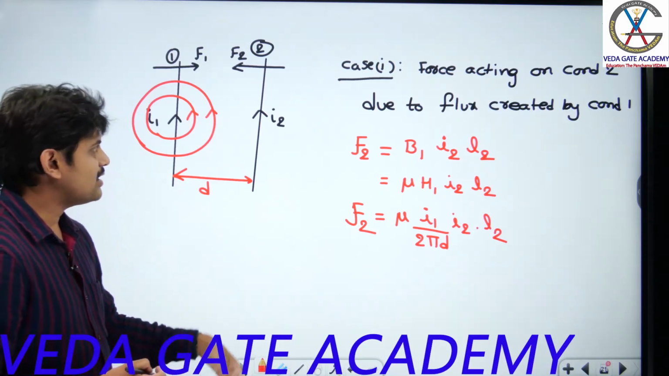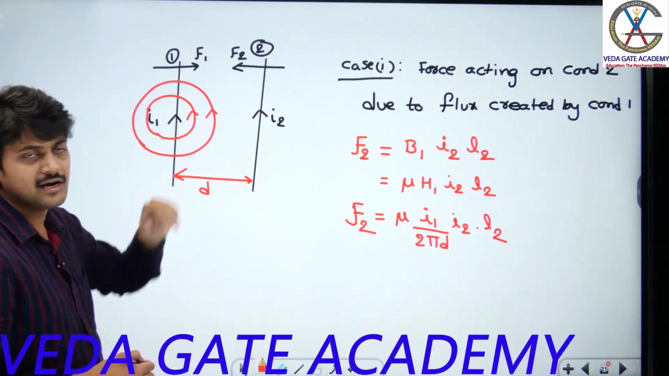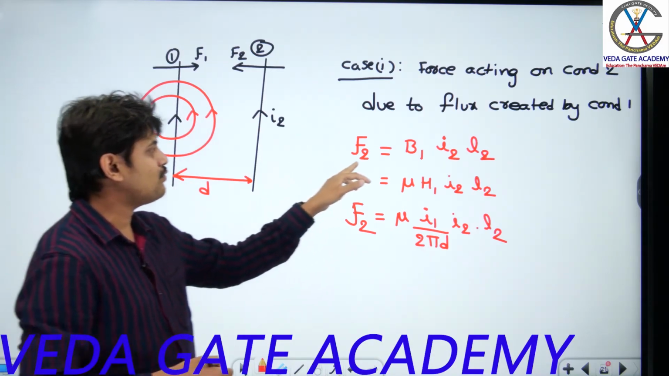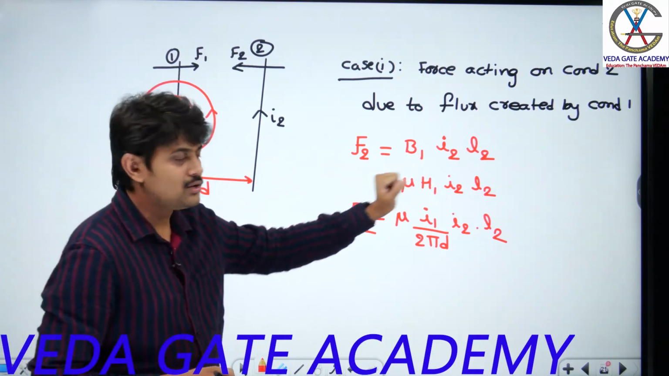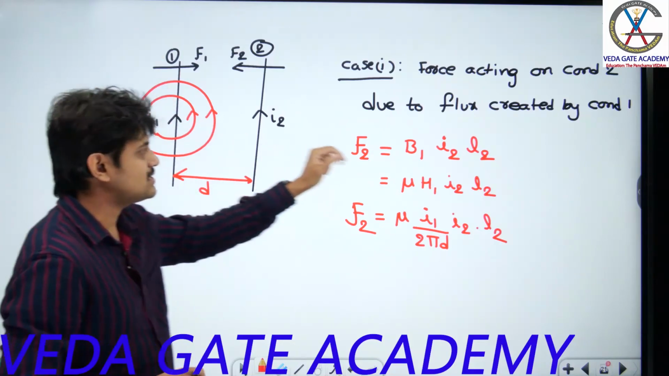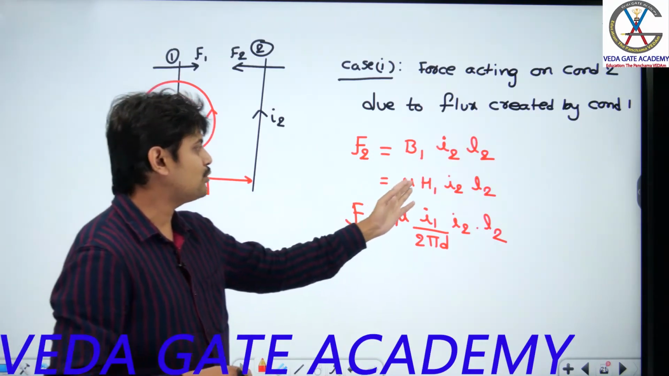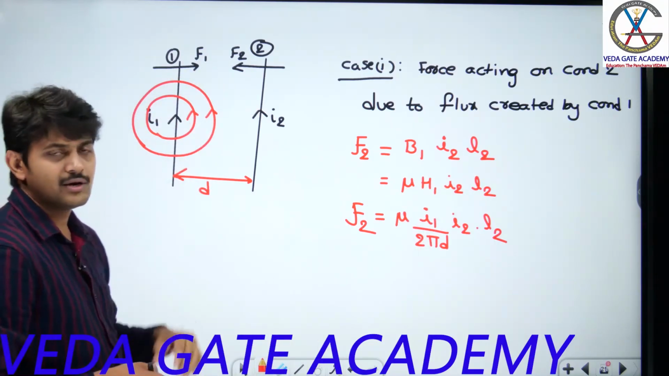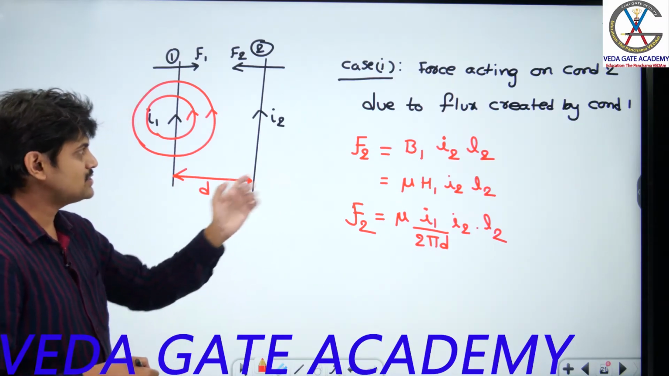Now similarly I can determine the force acting on conductor 1 because of flux created by conductor 2. That is F1. In order to write F1, what do you have to write? The flux is created by conductor 2, so you write B2, and the current flowing through conductor 1 is I1, and the length of the conductor is L1. So you get mu into H2 into I1 into L1. H2 is I2 divided by 2 pi d. Are you following what I am saying? Now we'll see that one also.